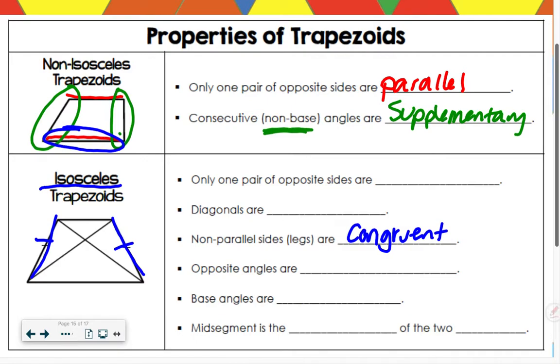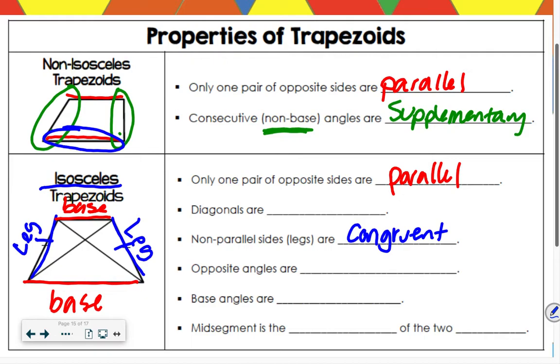Okay, from above, we still have the one pair of parallel sides. Those are our bases. So this is the base. This is the base. Our left and right we call legs. Bases are parallel, legs are not. In an isosceles trapezoid, the legs are congruent. Okay? Our diagonals, the things that cut through, in an isosceles trapezoid only, they are congruent.